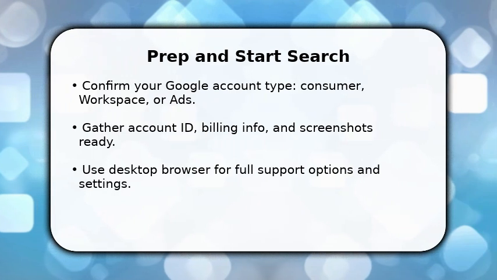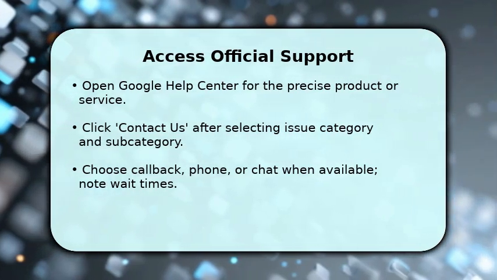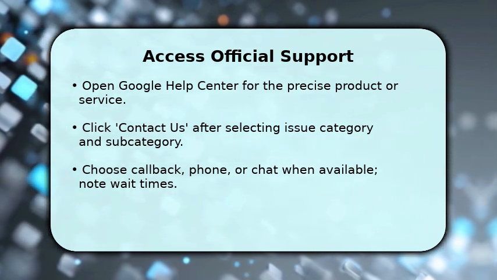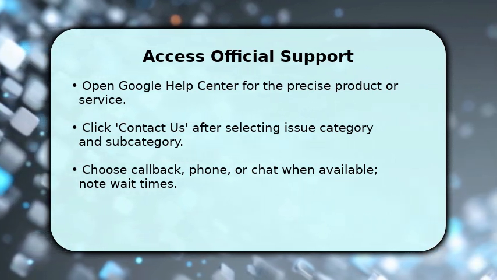You now focus on the Help Center page for that specific Google product and choose the issue category that matches your problem. After selecting subcategory, click the Contact Us or similar button. This generates available contact options based on your account type.